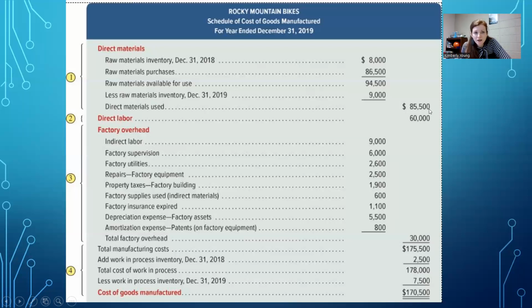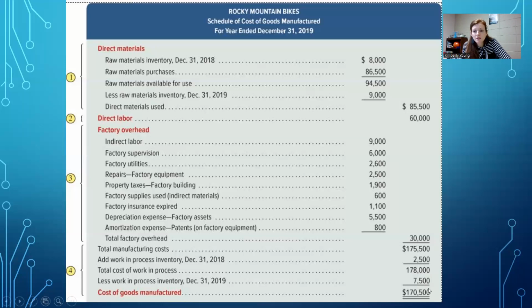So we add together our direct materials that we used, direct labor that we used, and factory overhead we used to find the total manufacturing costs. Then we add that to our work in process inventory at the beginning of the year, or the end of last year, same thing. That tells us the total cost of work in process. And then we subtract out whatever was still left over in work in process. There were still some bikes that we hadn't finished at the end of the year, $7,500 worth. That then gives us the cost of goods manufactured, the cost of finished goods, in other words.